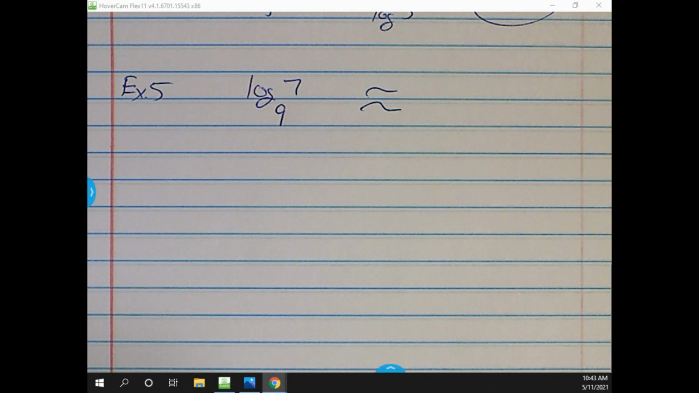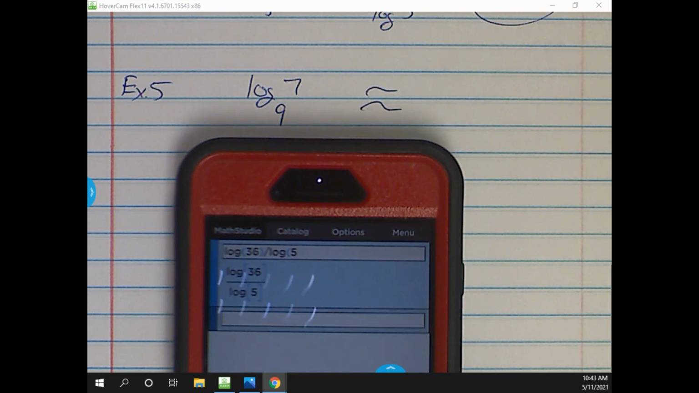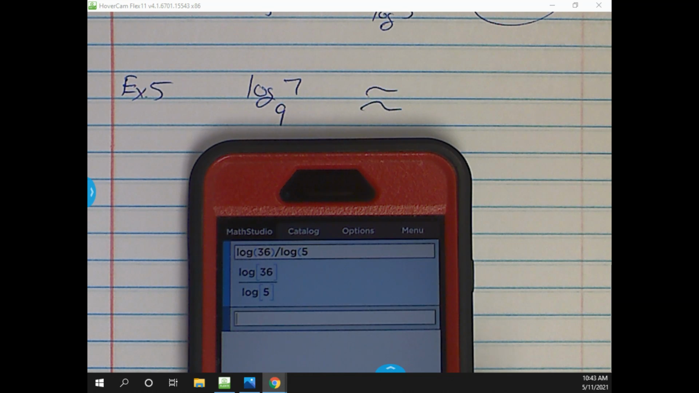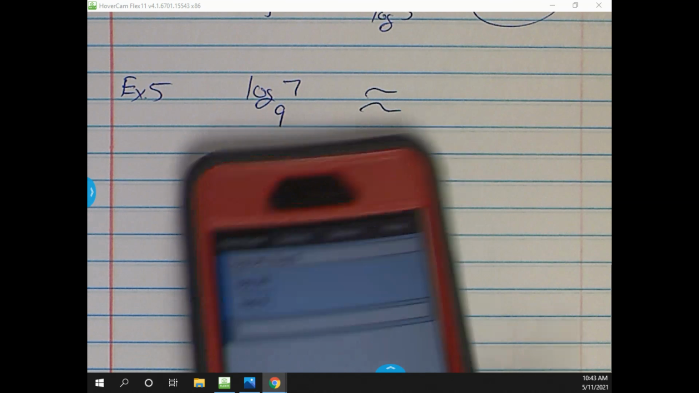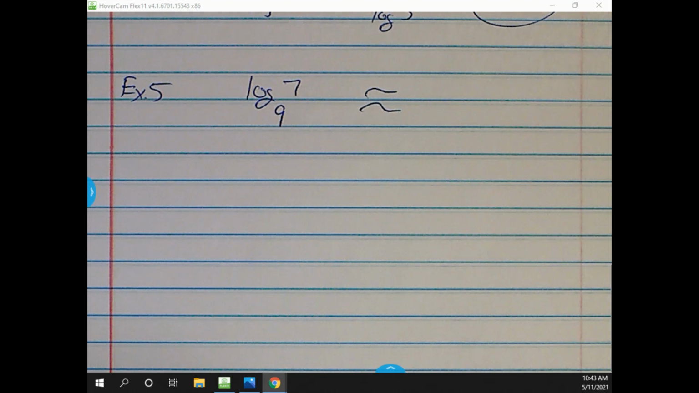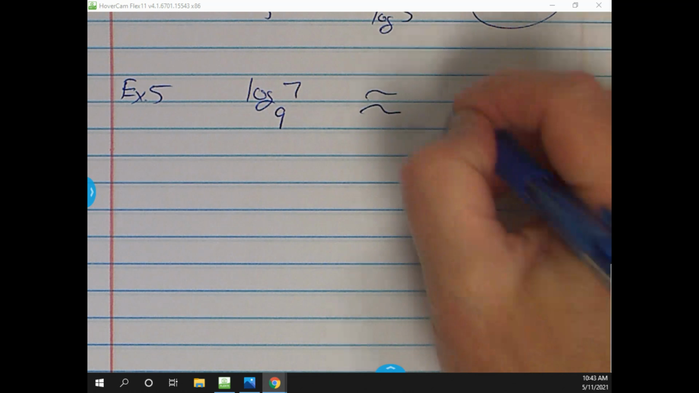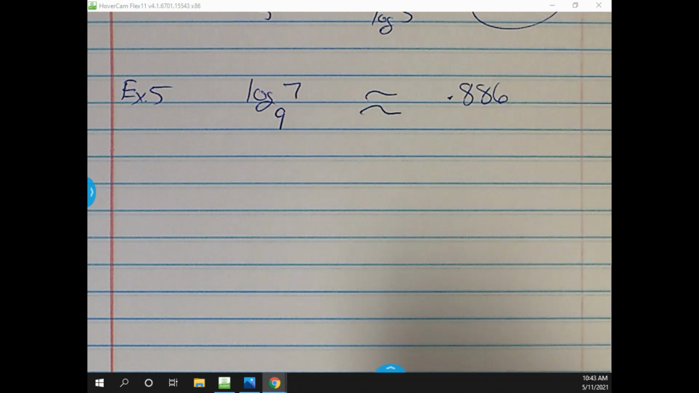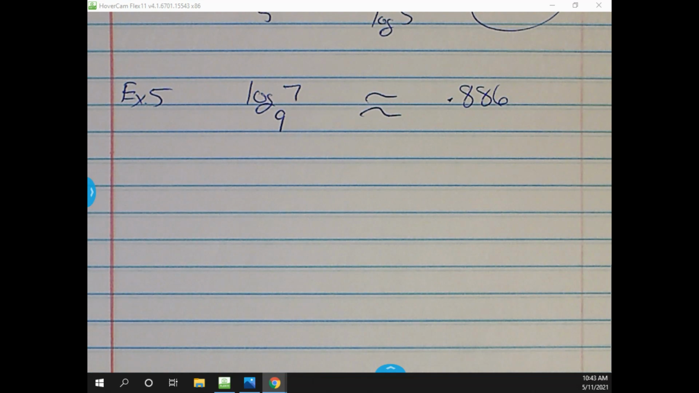And even this one, I went back and looked here. I tried to punch it in. I put log of 36 divided by log 5 with the Math Studio, and it took it, separated it in 2 parts like that one. So it didn't really help out a lot. But if you're doing it correctly, you should have gotten like 0.886 if you're doing log of 7 base 9.